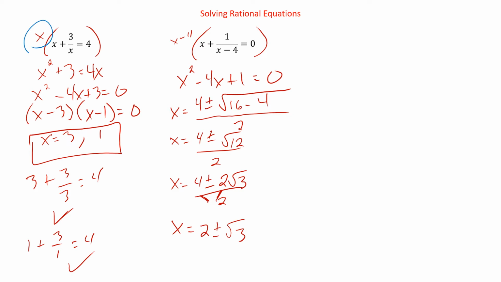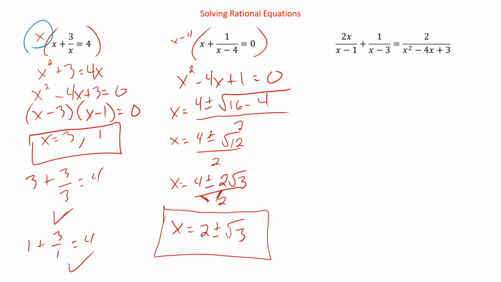And then 2 minus root 3 is going to be 0.2679, so let's go with 0.268. So we can go 0.268 plus 1 over 0.268 minus 4, those are in parentheses by the way, equals 4.7 and so on times 10 to the negative 5. So both of these end up working out when we plug them into the original equation.